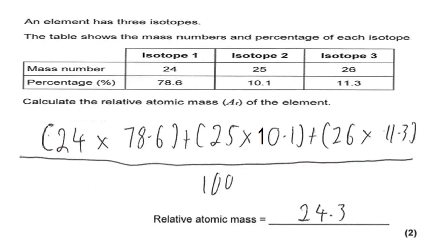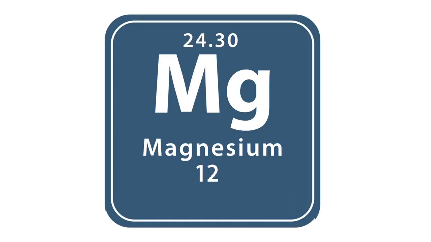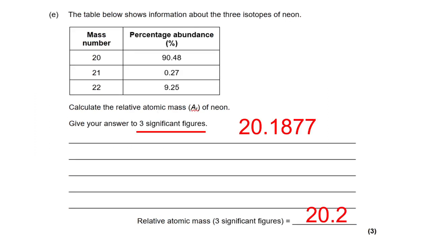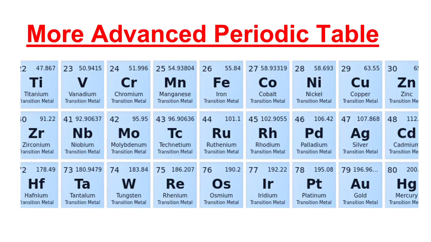Here's another pause moment. See where I got the numbers. This element would actually be magnesium. And I want you to practice these yourself to make sure you get the same answer as me. And beware of significant figures, rounding up to 0.2. So every element has lots of different isotopes, but we only include 2 in the GCSE periodic table.